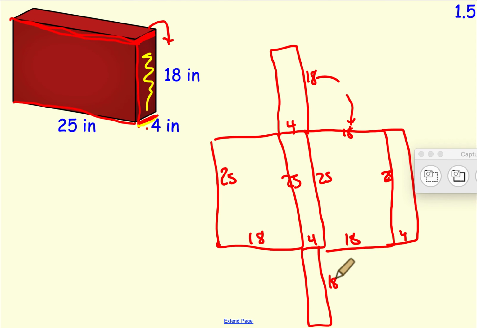Obviously, not a work of art, but it's good enough, right? Okay, so now I can easily go ahead and use my calculator and find the area of each one. Because these are all rectangles, I'm using the area formula for a rectangle, base times height or length times width, whichever one you want to use. And I have 2 that have the same area that are 25 by 18.